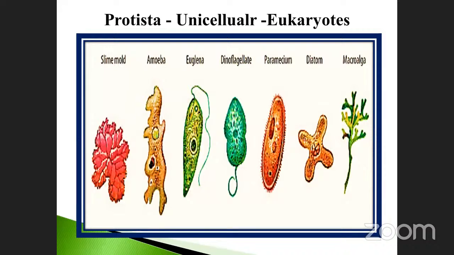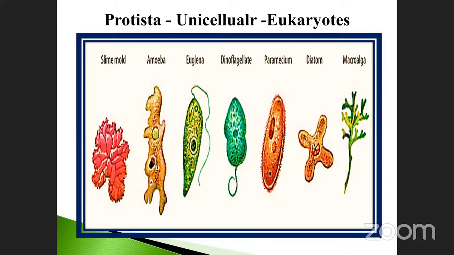What are the examples? These are the examples. Protista is nothing but unicellular eukaryotes. In most cases they ask questions on this; in most question papers you can see these types of things. Examples of eukaryotic protista: slime mold, amoeba, euglena, dinoflagellate. Dinoflagellate means flagella, one of the most important locomotory organs. Here, how many flagella are present? Two flagella, that's why it is called dinoflagellate.